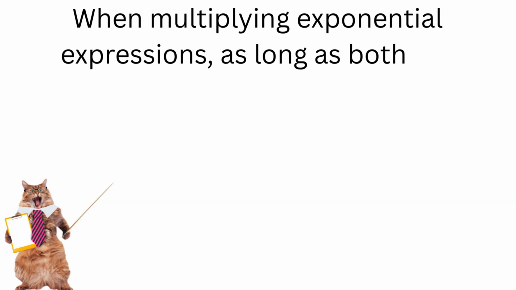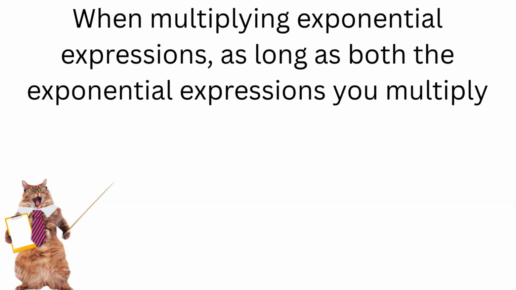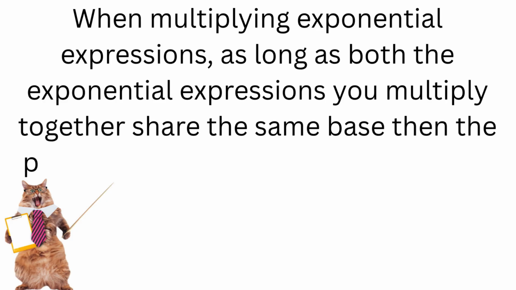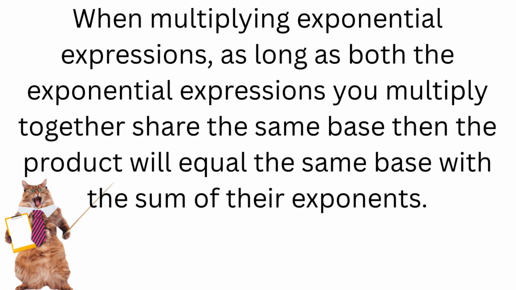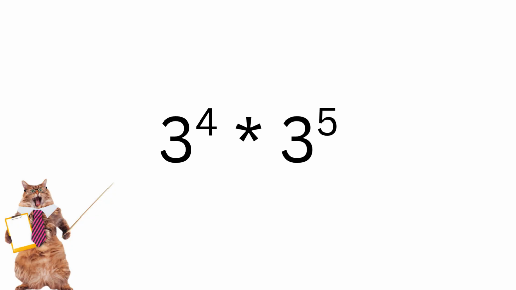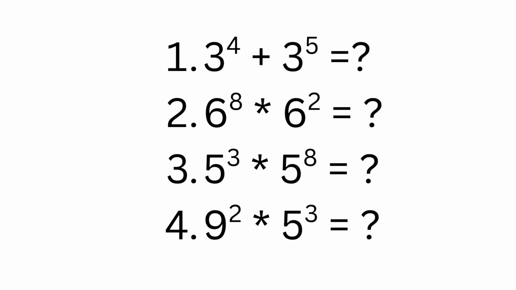When multiplying exponential expressions, as long as both exponential expressions you multiply together share the same base, then the product will equal the same base with the sum of their exponents. So, for here, 3 to the power of 4 and 3 to the power of 5 share the same base, being 3, and the sum of their exponents, being 4 plus 5, equals 9. Thus, the product of 3 to the power of 4 times 3 to the power of 5 is 3 to the power of 9. Okay, so before we move on, try these out on your own.